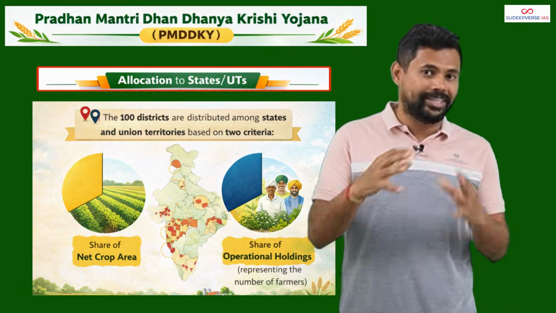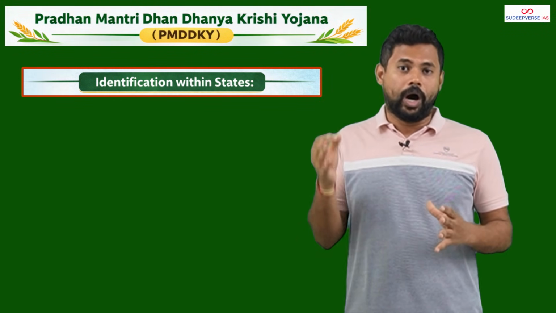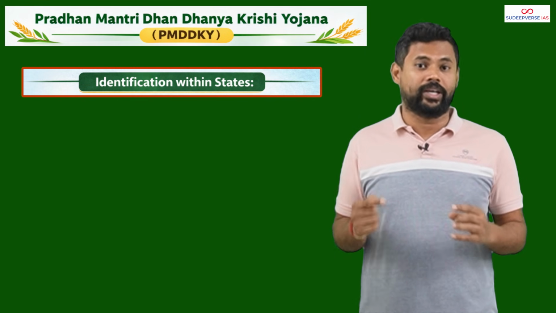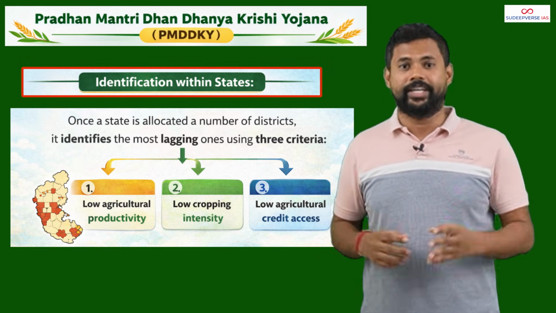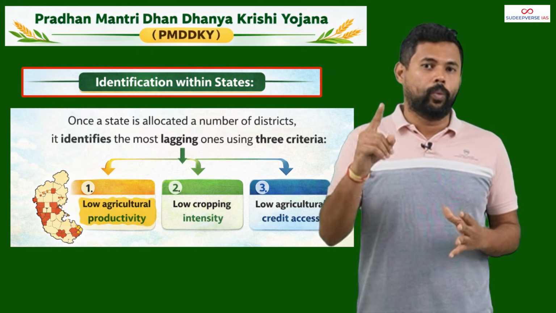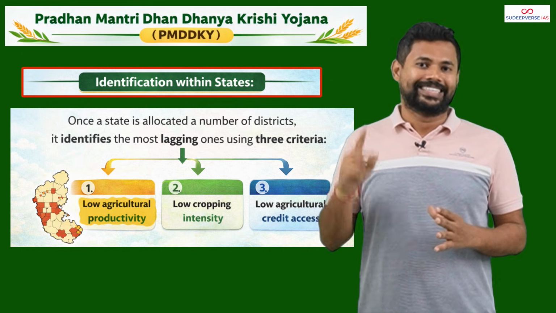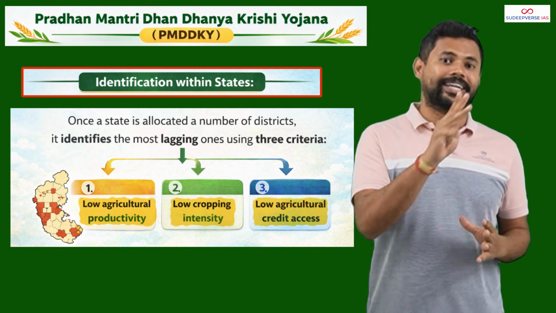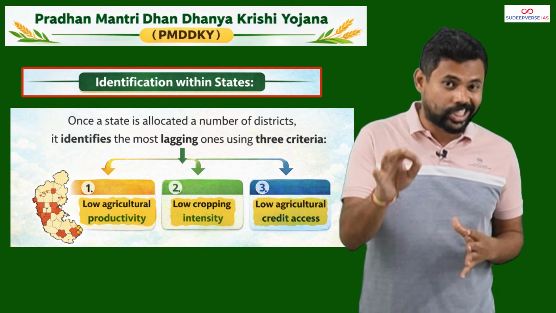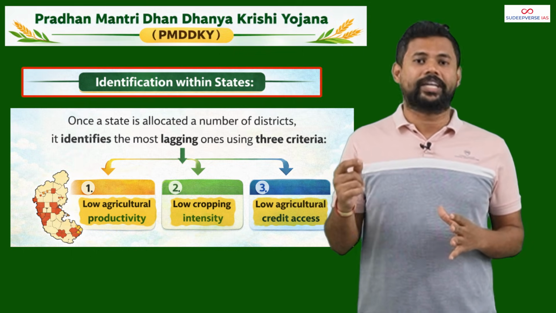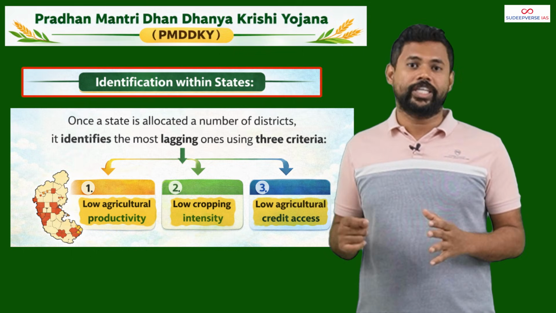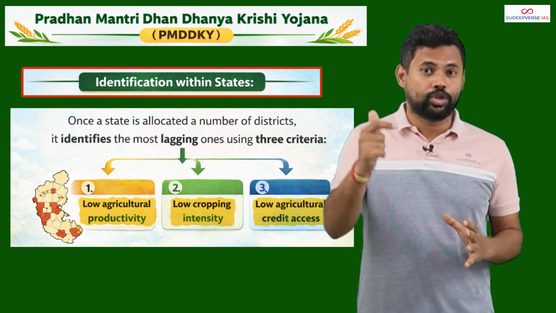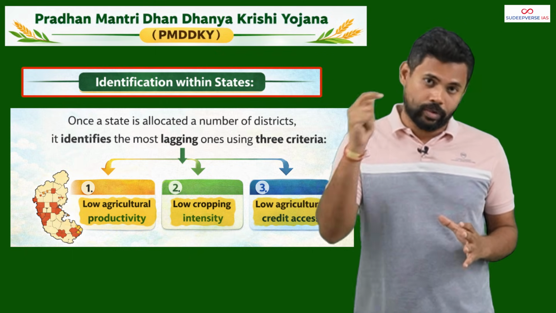Now, after allocating the number of districts to different states, how are the states going to identify the most lagging agricultural district in that particular state? This has to be done using three criteria. The three criteria are: one, low agricultural productivity; two, low cropping intensity; and three, low agricultural credit access. So those districts within the state that have the lowest agricultural productivity, lowest cropping intensity, and lowest agricultural credit access will be identified as the most lagging agricultural districts within the state.